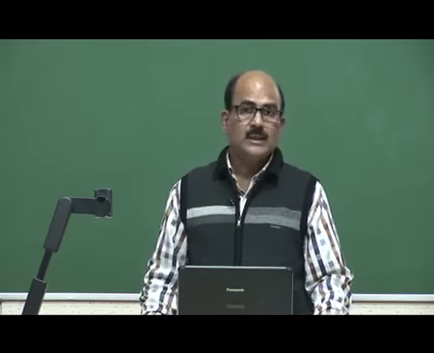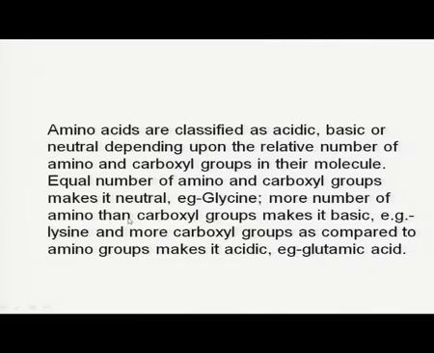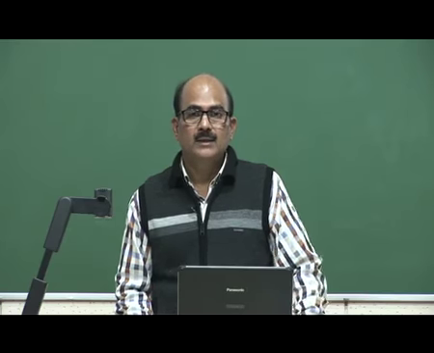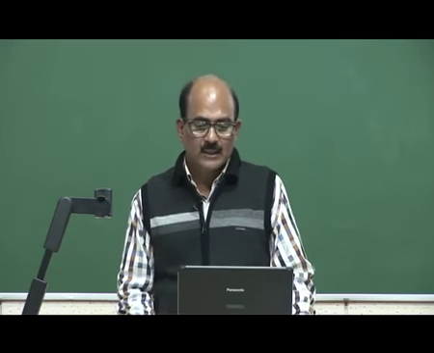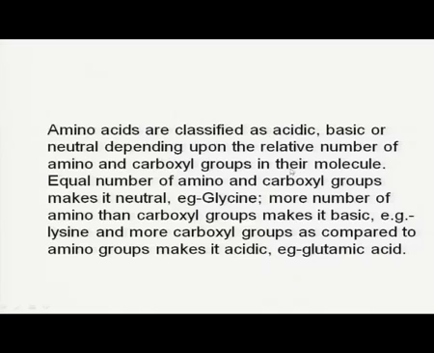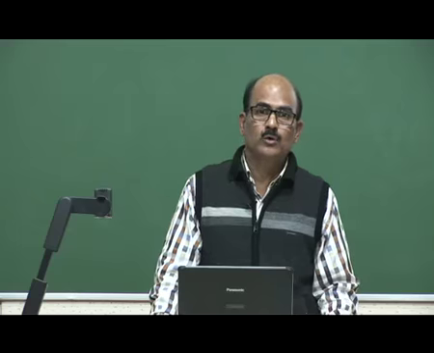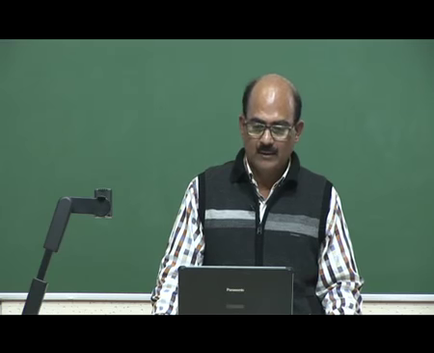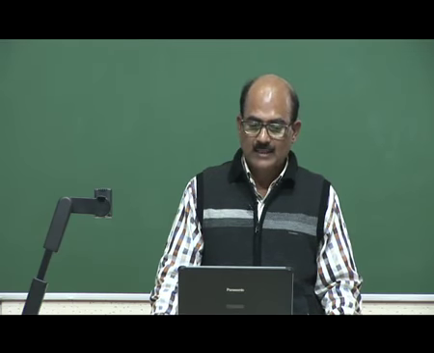Now, amino acids, as I have already discussed, have been classified on the basis of the presence of the amino group and the acid group, into acidic, basic and neutral, depending upon the relative number of amino and carboxyl groups in their molecule. If an equal number of amino and carboxyl groups makes it neutral, that is a 1 to 1 ratio, that is called glycine.